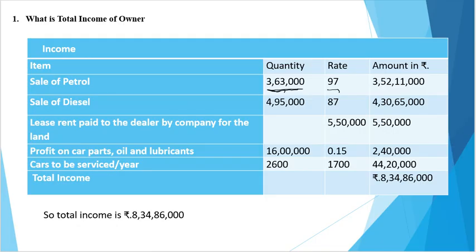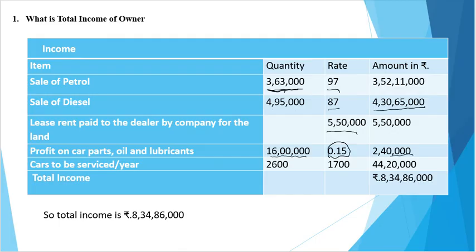From the sale of diesel, 4 lakh 95,000 at the rate of 87, so 4 crore 30 lakh 65,000 he will earn from the diesel. Then lease rent, which the company is paying to the dealer, 5 lakh 50,000. And then profit on cars, parts sold and lubricant, etc. 16 lakh is getting, and he will get 15% profit over it, means 2 lakh 40,000.